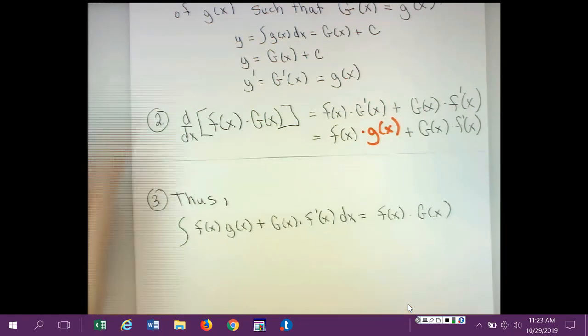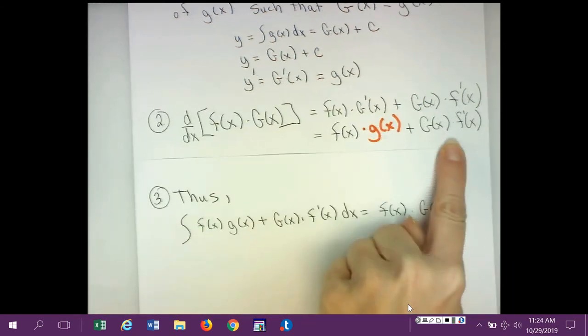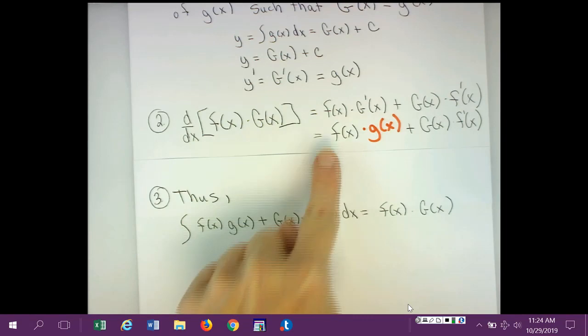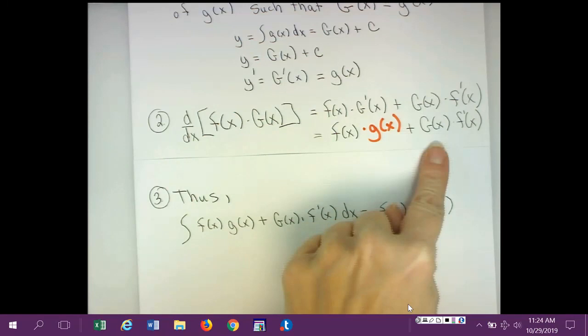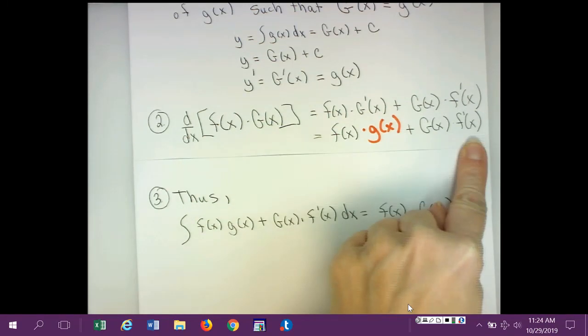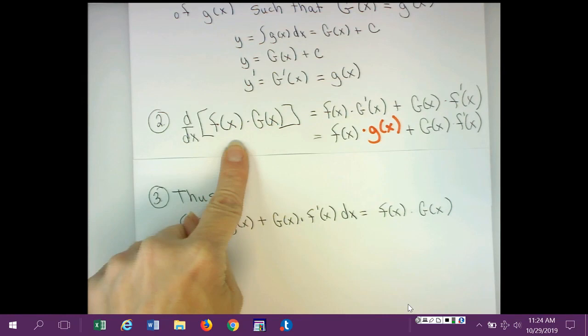So these two are related. If you take the derivative of little f times capital G, this is your result. And that means when you go to integrate little f times little g plus capital G times the derivative of little f, which we did here, we get our original little f times capital G.